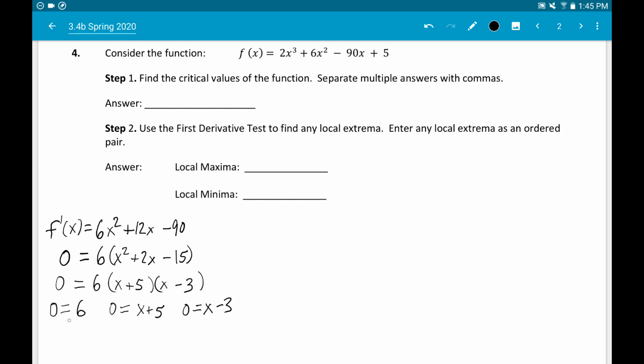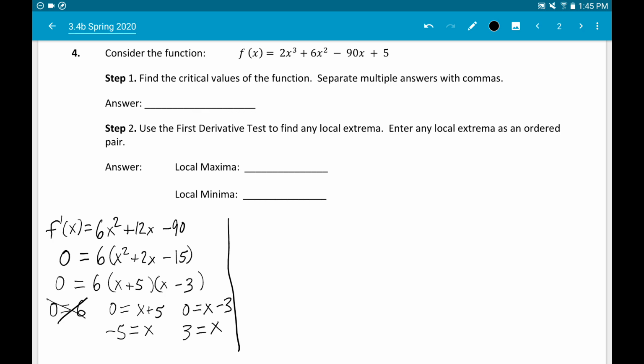Okay, so 0 equals 6, there's no x to solve for, so we don't get anything from that. For 0 equals x plus 5, x is going to end up being negative 5. For 0 equals x minus 3, x is going to end up being 3. So you actually have two x values this time. Perfectly fine. It's just going to mean you're going to have 3 intervals on the number line when we get to that step.